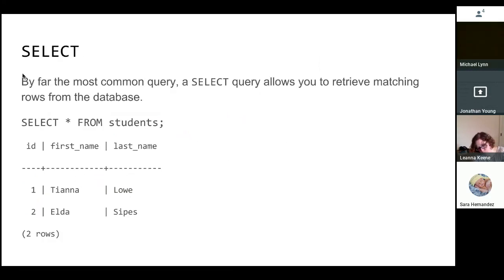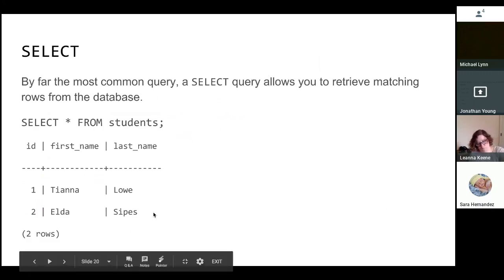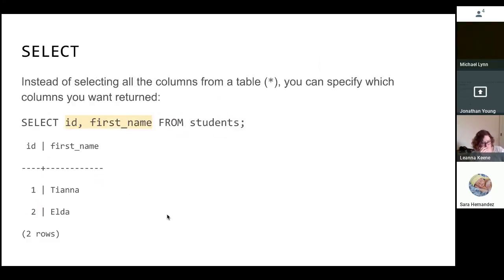So the most common one is going to be select. So select star from students. The way that this reads is I'm going to select, so give me some sort of data. Select star means select everything from the table called students. So in this case, we have Tiana Lowe and Elda from our earlier thing.